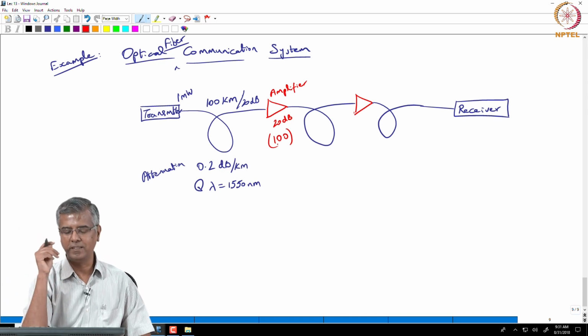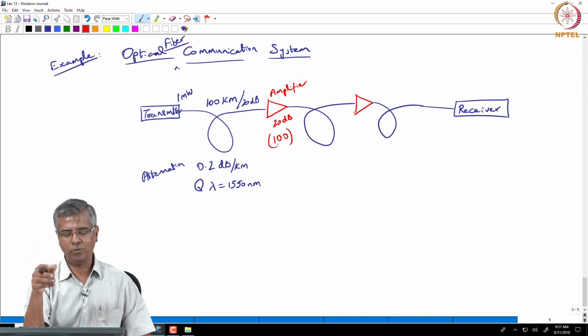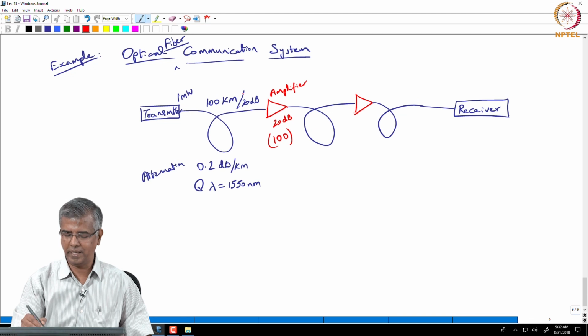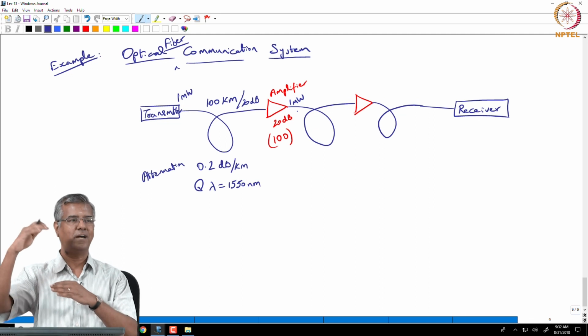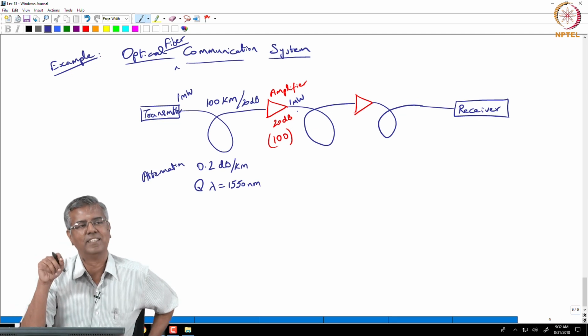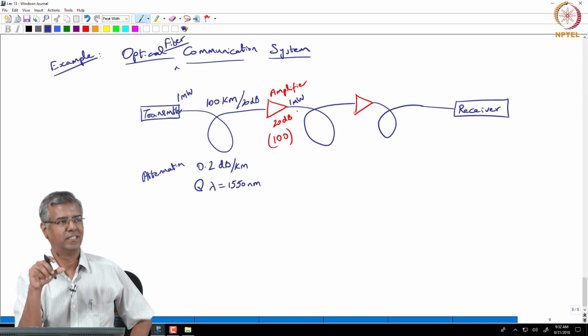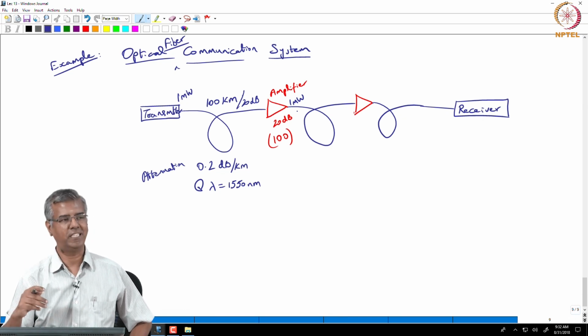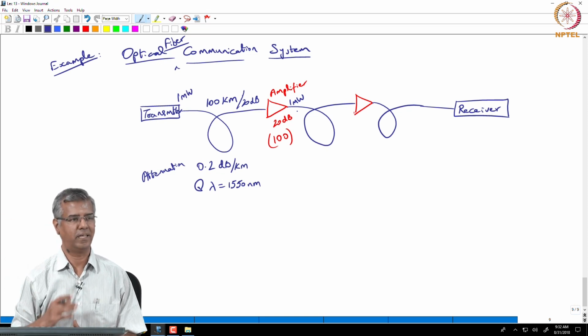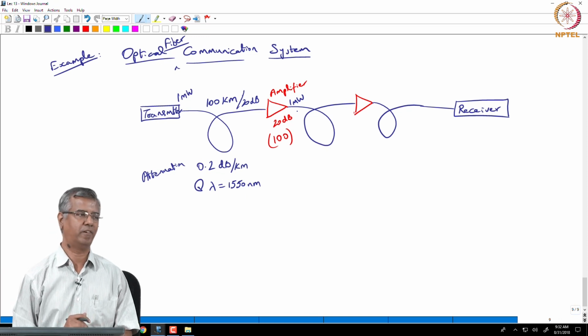Okay. So, you would think that, hey, I had 1 milliwatt, I came down to 10 microwatt after 100 kilometers, but I put an amplifier, and at the end of the amplifier I got my 1 milliwatt back. So, my signal is back to where it was. So, it is as if it is new. No, that signal also has a fraction of amplified spontaneous emission, and that fraction keeps growing as you go deeper into the link, as you go to and concatenate multiple amplifiers.